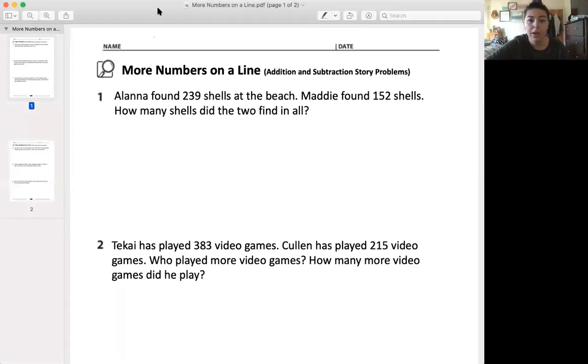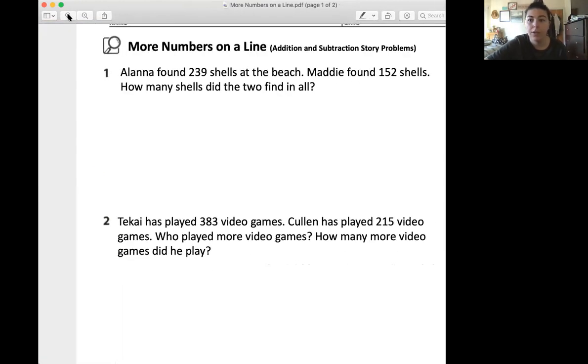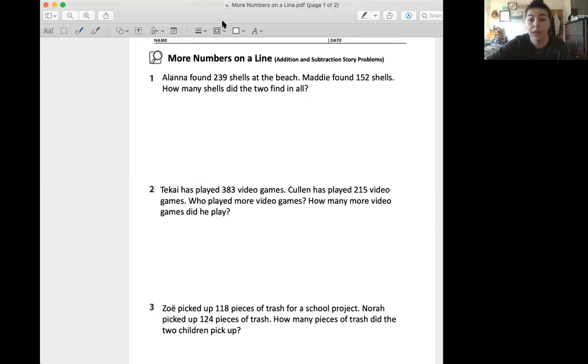Okay, so here are my more numbers on a line word problems. Let me just get rid of my sidebar here so it's a little bit easier. There we go. The first one says: Alana found 239 shells at the beach. Maddie found 152 shells. How many shells did the two find in all? So I read the whole question. Now I'm going to get my tools and circle the numbers. Now I'm going to underline the question: how many shells did the two find in all?